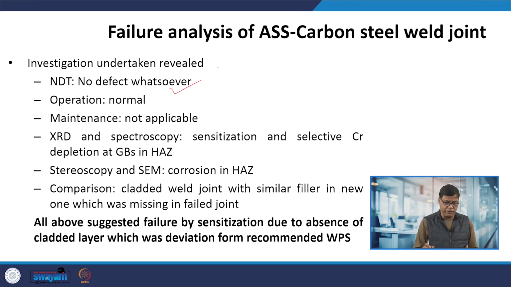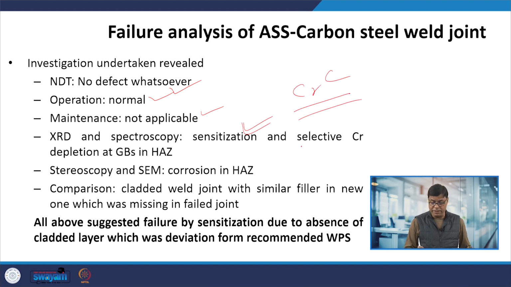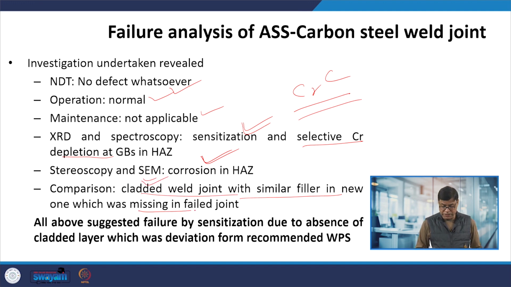NDT showed no defect whatsoever, normal operations, no maintenance requirement, and the XRD study shows the sensitization, meaning chromium carbide formation, and that led to the selective depletion from the grain boundaries in the heat affected zone. And the SEM, scanning electron microscopy, suggested the corrosion in the heat affected zone, and the comparison of the failed component with the new component showed that a cladded weld joint with a similar filler was there in the new one. So, cladding was used in the new component while it was missing in the failed one.